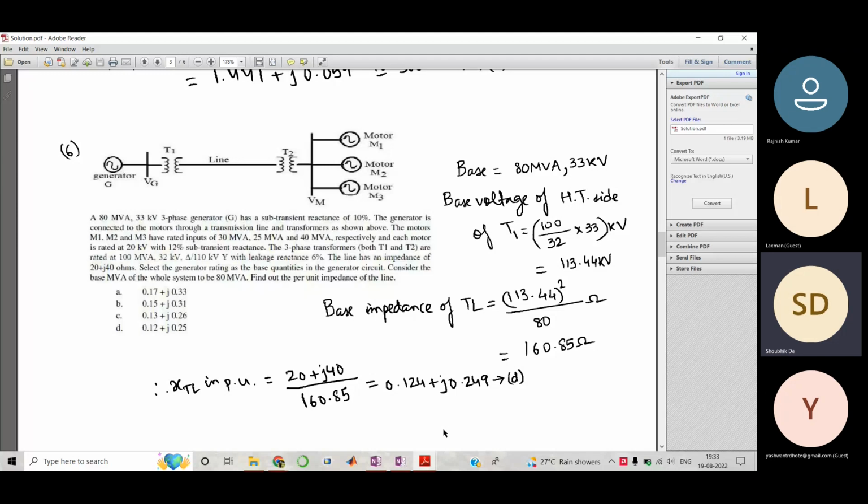So we calculated the base voltage of the high voltage side of transformer one, which was 113.44 kV. The base impedance we calculate using the same formula, which comes out to be 160.85. We have the impedance of the transmission line, which is 20 plus J40 ohm, and we divide it by the base impedance of the transmission line. We simply get the per unit impedance of the transmission line, which is 1.124 plus J.249, which is option number D.